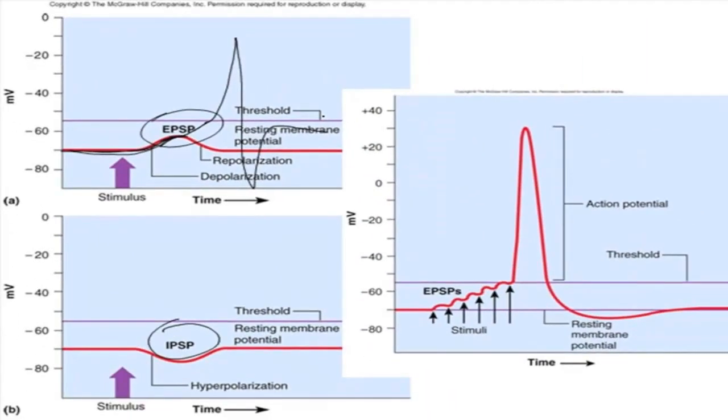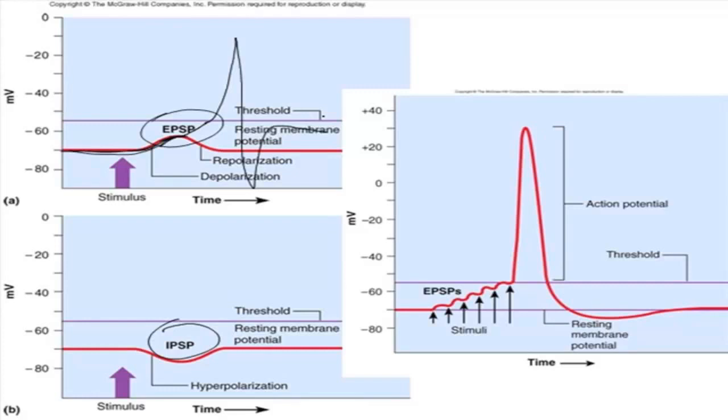You can excite the membrane, but not enough for an action potential. That's called an EPSP, or an excitatory postsynaptic potential. You can inhibit the postsynaptic potential by making it more negative, hyperpolarizing it. That's called an IPSP. Or you can depolarize the membrane to threshold and result in an action potential and continue the nerve impulse to the next level. Those are your three possible choices from a chemical synapse.